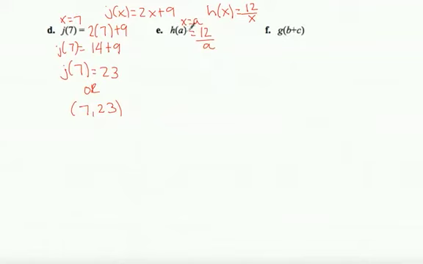So I may see my answer written as h of a equals 12 over a. I may see it as just 12 over a, or I could also see it written as a point where my input was a, or my x was a, and my y, or my output, was 12 over a.